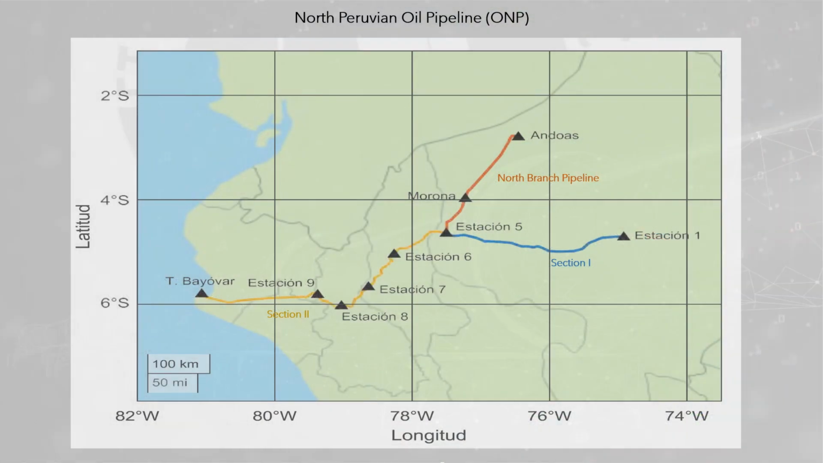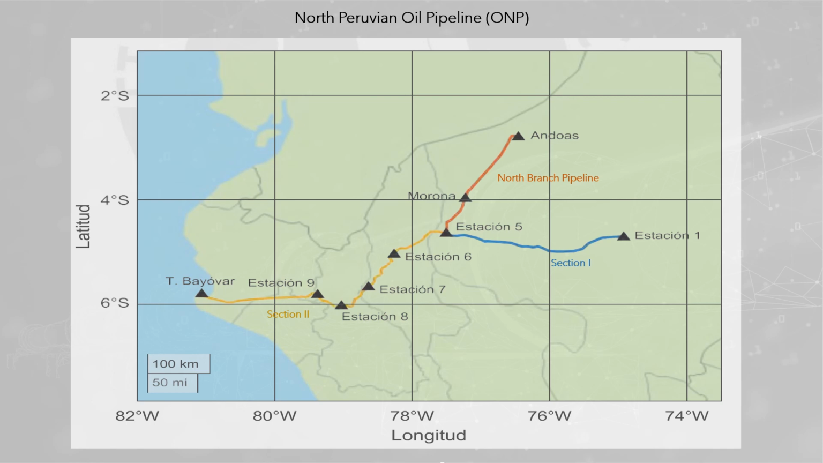The state-owned company Petróleos del Perú, Petroperú, is one of the companies transporting crude oil in Peru, and for this it has the North Peruvian Oil Pipeline, ONP, operating since 1977. ONP crosses the jungle, mountains, and coast, and is divided into 3 sections: Section 1, Section 2, and the North Branch Pipeline.